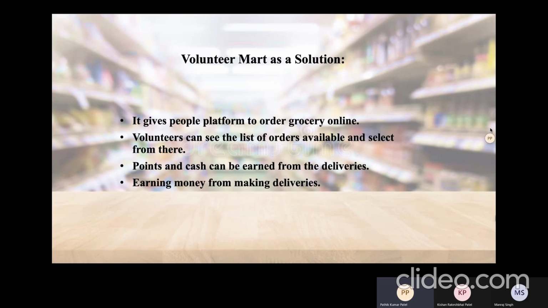So the solution we are proposing is a platform to order groceries online. Any person with a disability or any other person, old age or young, or anyone can place their order, and a volunteer will come and order those items, pick them from the particular store, and deliver them to the one who placed the order, the person in need.